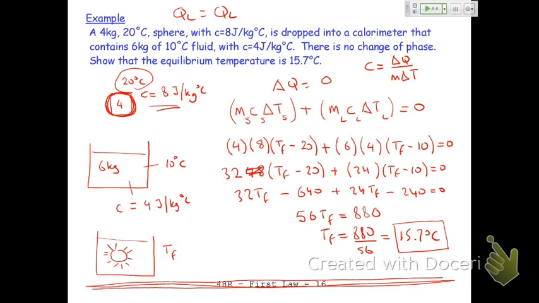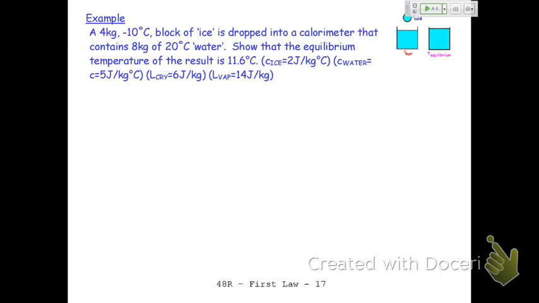Last time we did the calculation for the simplest example, because this is basically one substance falling into another, and there's no phase change. Let's now look at things with phase change, and the classic we're going to do is ice and water. So what we have is 4 kilograms of ice at minus 10 degrees C, a block of ice, and we have 8 kilograms of water at plus 20 degrees C. And we've got to show that the equilibrium temperature is 11.6 degrees C, and we're given some information.